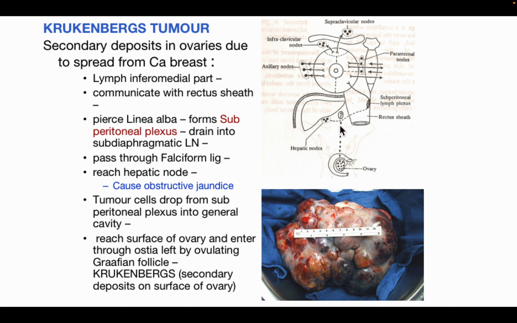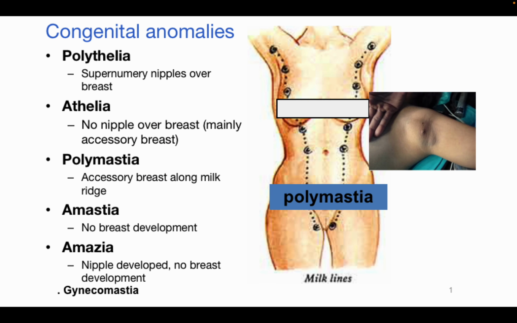The tumor cells from the subperitoneal plexus can drop into the general cavity of the abdomen and reach the ovary. The tumor enters through the ostia, and by ovulation of the Graafian follicles, there can be a tumor known as the Krukenberg tumor, which is a secondary deposit on the surface of the ovary. So this is one of the important clinical aspects of the mammary gland.